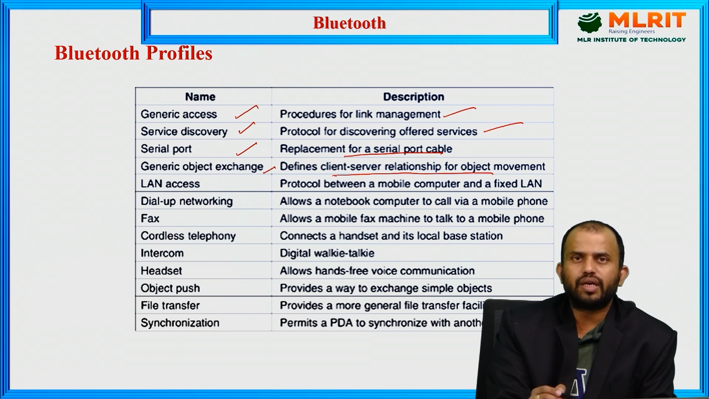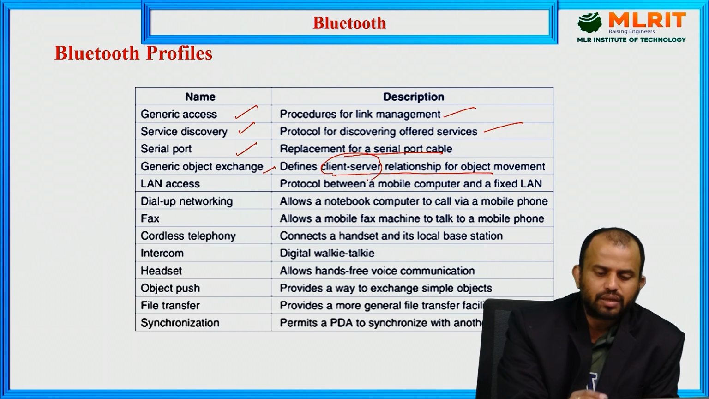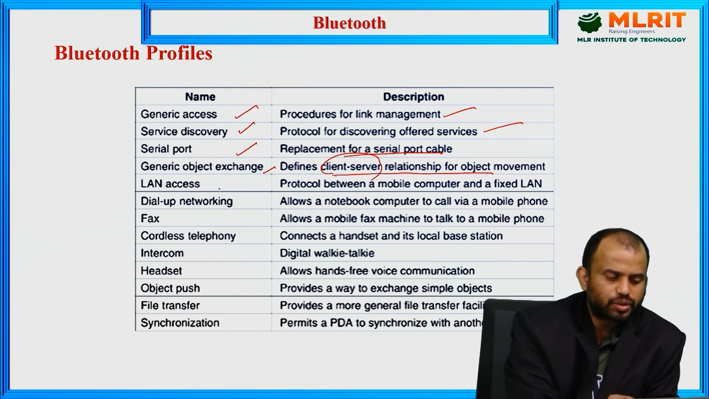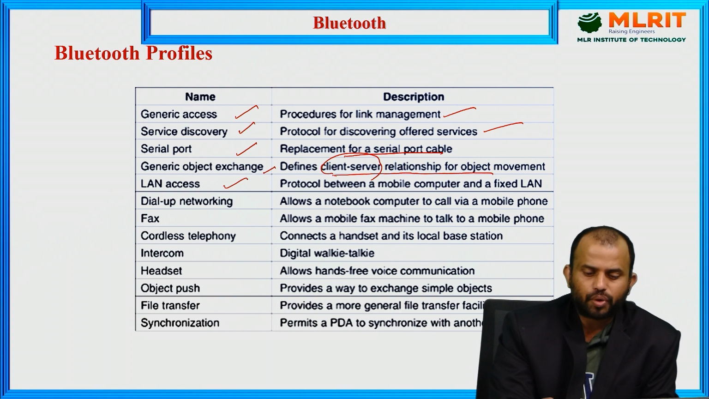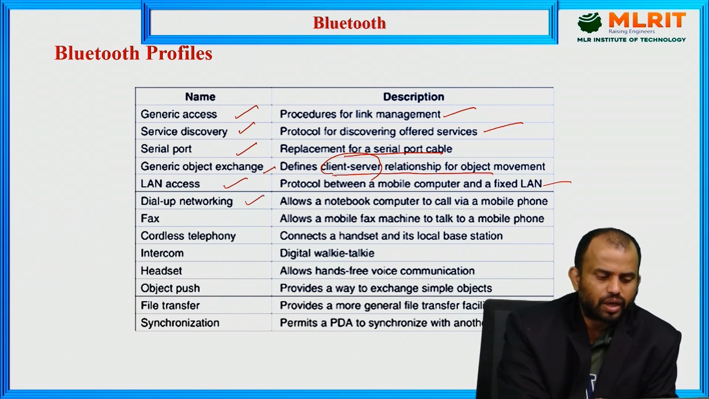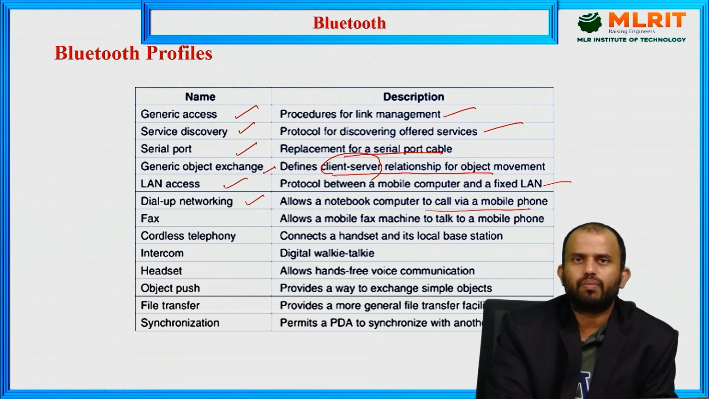Previously we were discussing active slave and parked slave, which have a client and server relationship, meaning a generic object to exchange values. Next one, LAN access: the protocol of a mobile computer to a fixed LAN communication, which we call local area network communication. And next, dial-up networking, where a notebook kind of computer connects via mobile phones.